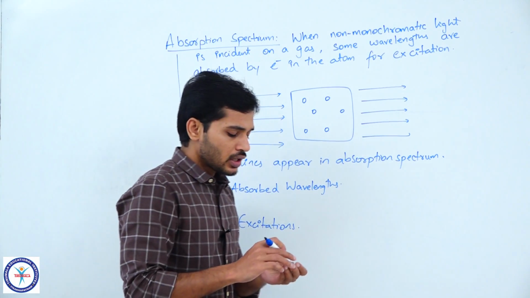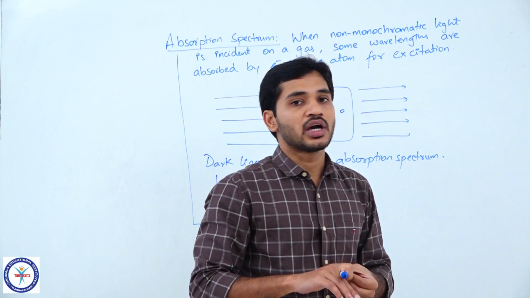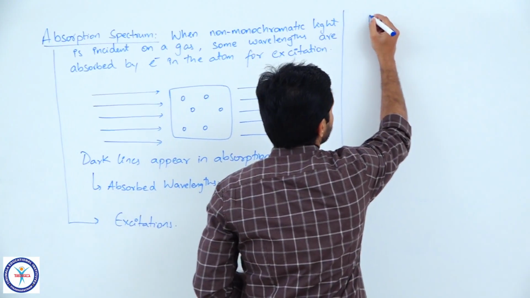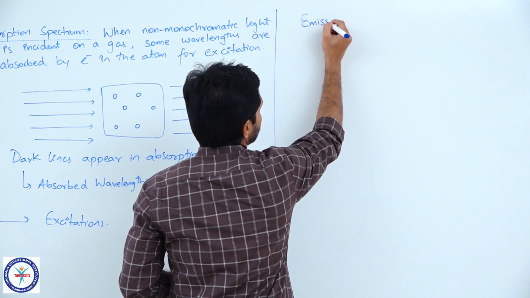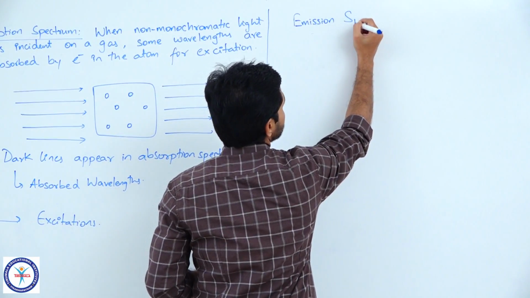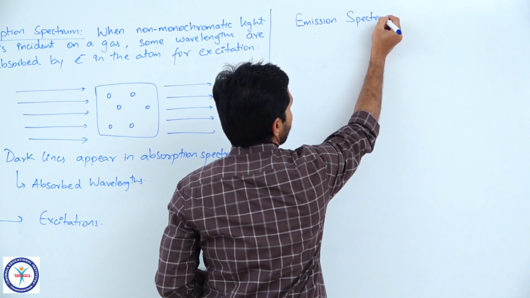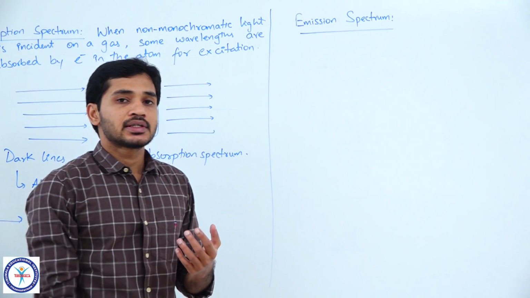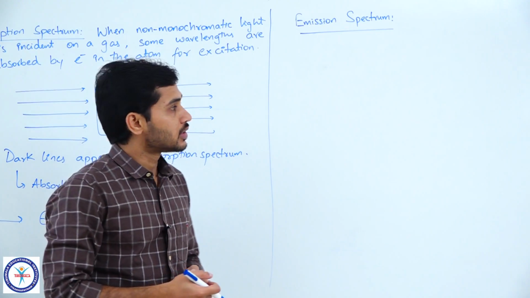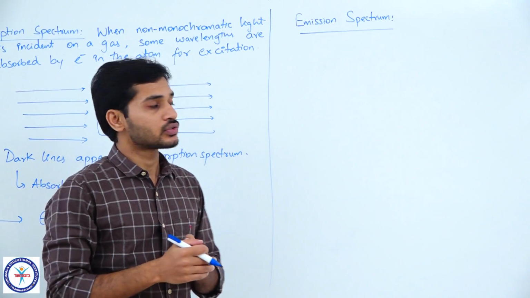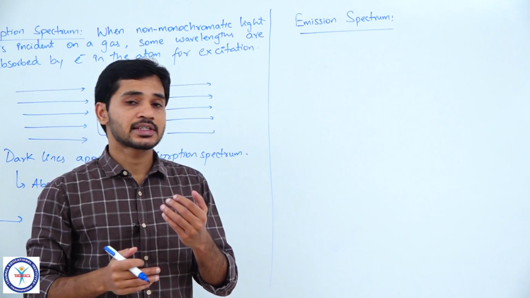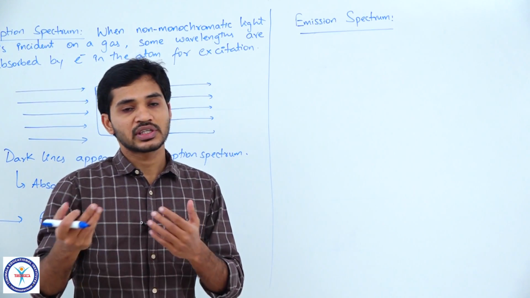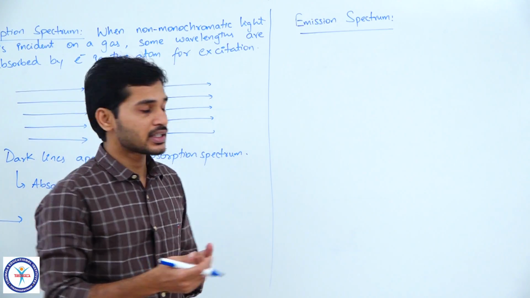Now similarly, you can guess what emission spectrum means. When we consider a gas which is excited, electrons are in the higher energy state. We have already discussed that the electrons cannot stay in that excited state for very long. So the de-excitation will be very instantaneous.